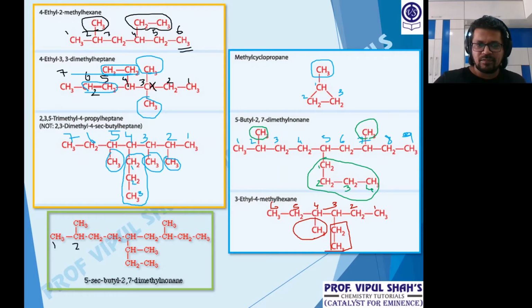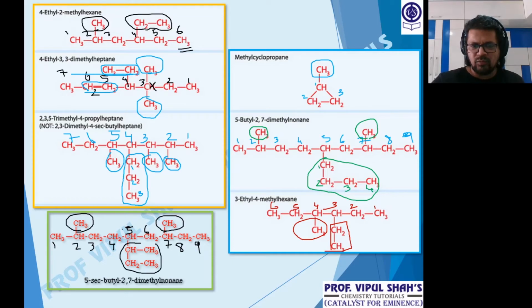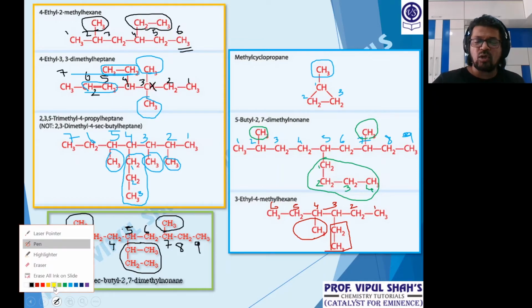So 1, 2, 3, 4, 5, 6, 7, 8, 9. Okay. 9 is nonane. Let's identify the groups. At 2 I have a methyl. At 7 also I have a methyl. So 2,7 dimethyl. And at 4, if I observe, how many carbon atoms are there, everybody? 1, 2, 3, 4. So that's butyl. Once again, butyl has 4 forms: N, iso, sec, tert. Most important to identify, which form is it?